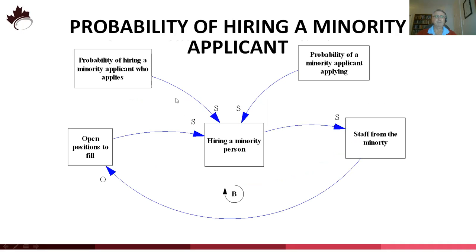Now, the next thing we looked at was the probability of hiring and the probability of applying. So we have two probabilities. We have the probability of hiring a minority applicant if they apply, and then we have the probability of a minority applicant actually applying. So these are probabilities that affect the hiring of a minority person, and they move in the same direction. So the higher the probability of hiring a minority applicant, the more likely you'll hire a minority applicant. And the higher the probability of an applicant applying, the more likely you'll hire a minority applicant. And these two things go together in this hiring decision.